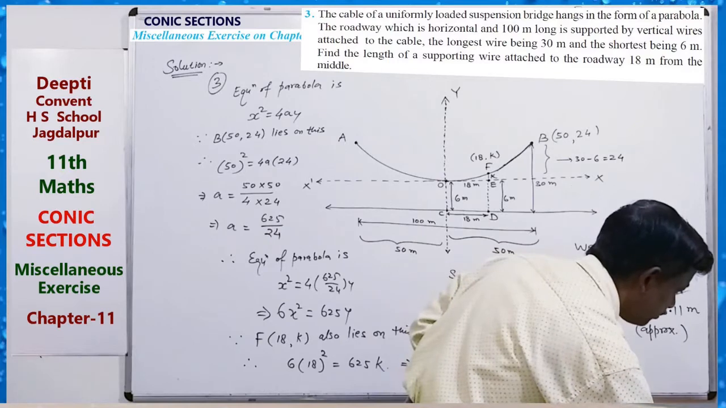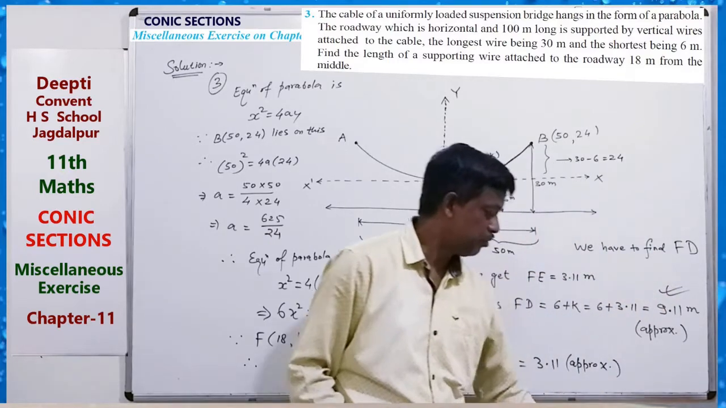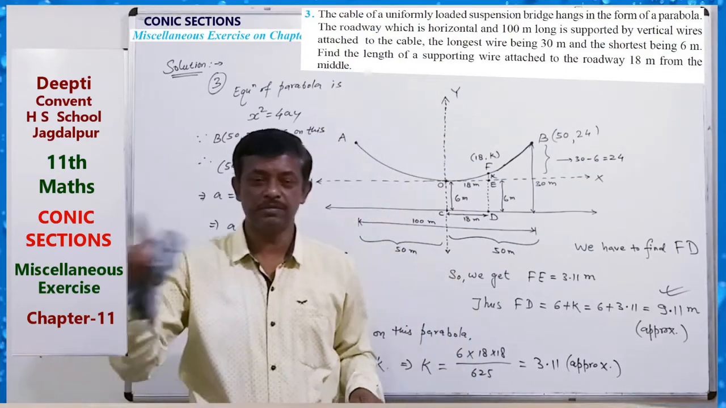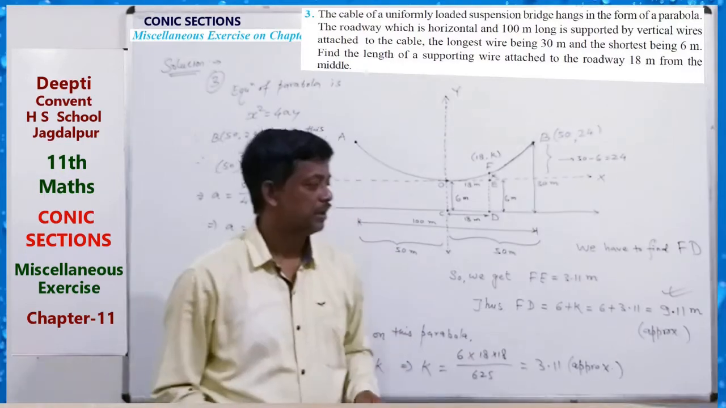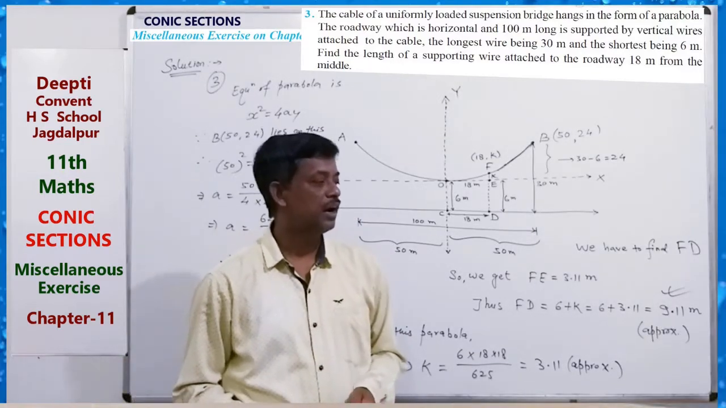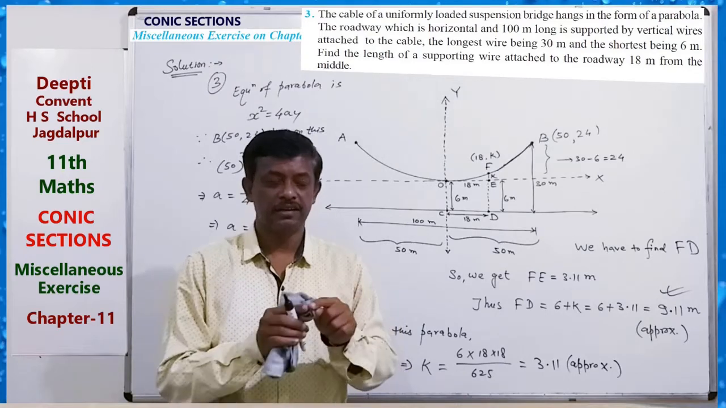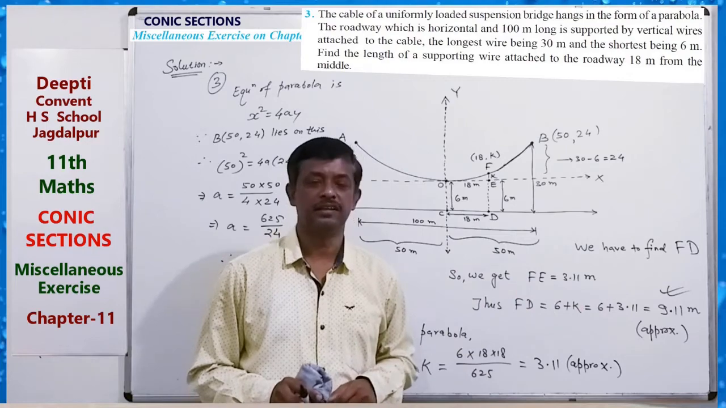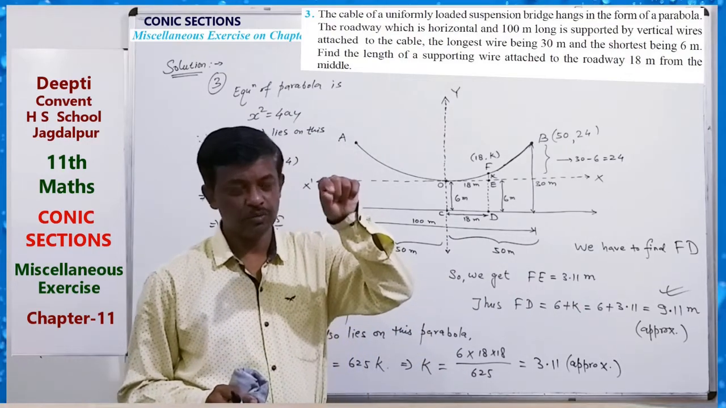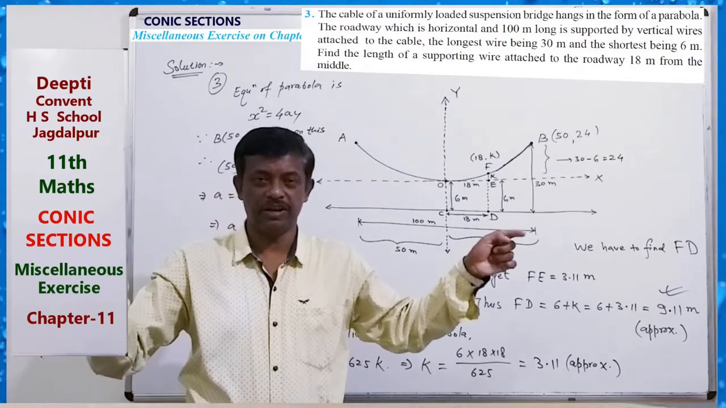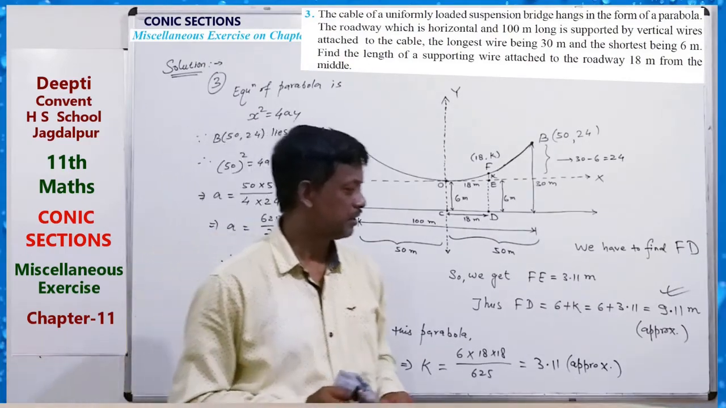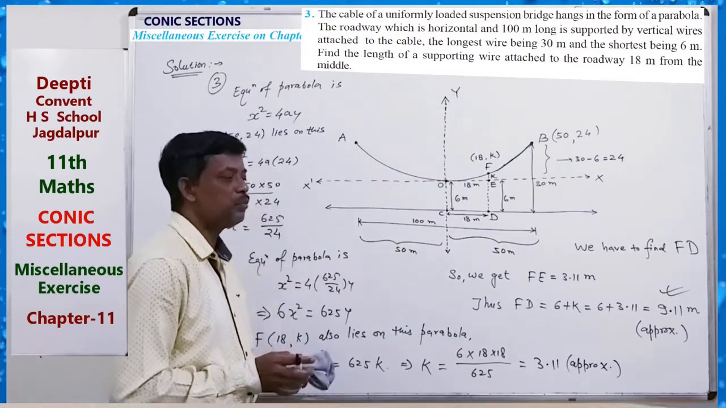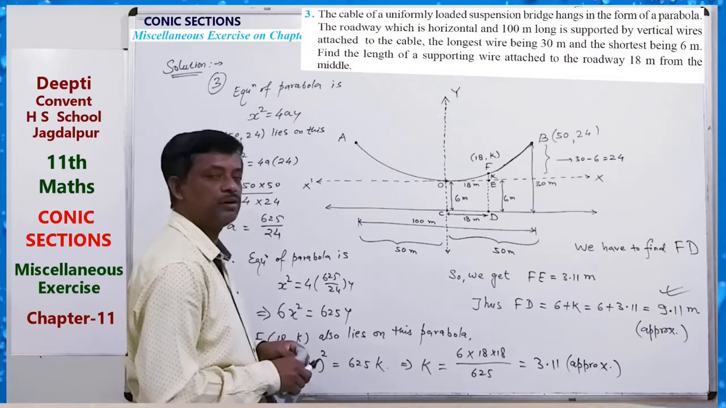Now question 4. In question 4, an arc is in the form of a semi-ellipse, meaning half portion. It is 8 meter wide and 2 meter high at the center. Find the height of the arc at a point 1.5 meter from one end.